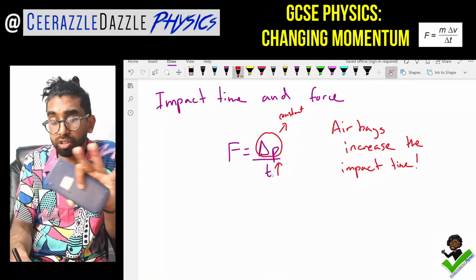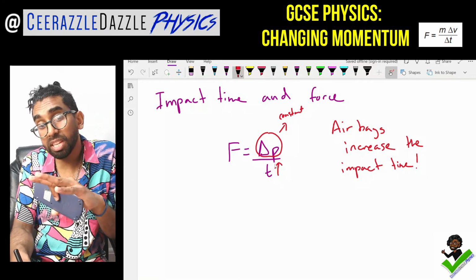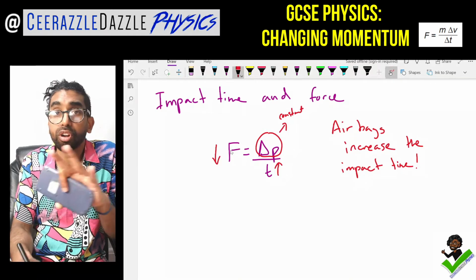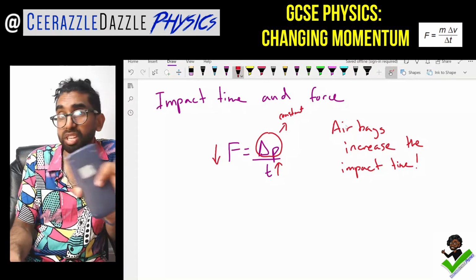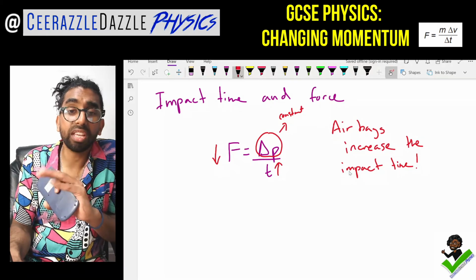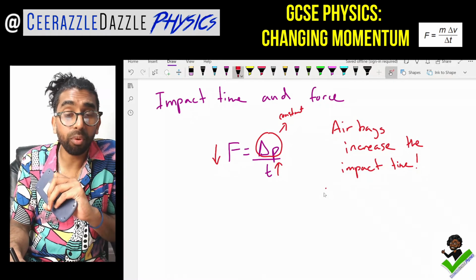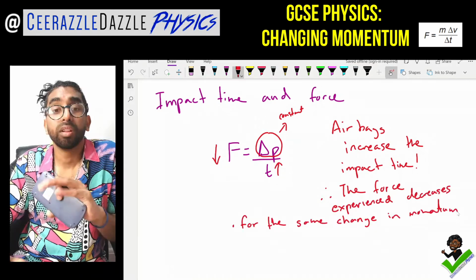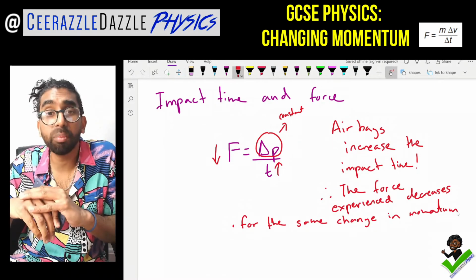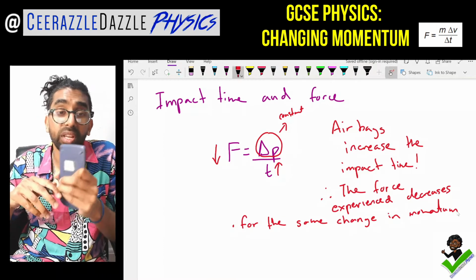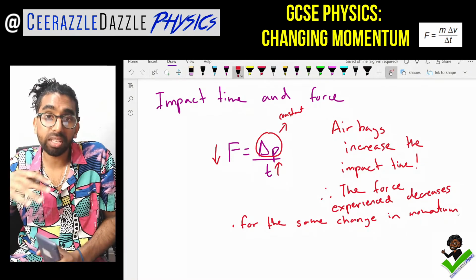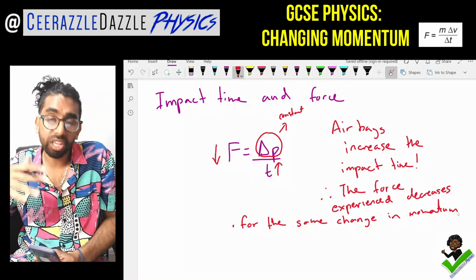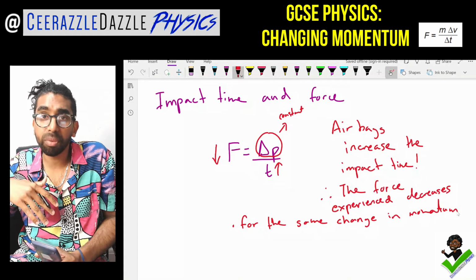Well, logically, delta P is being divided by a greater number. F will go down to compensate. So, to summarize, airbags increase the impact time, and therefore the force experienced decreases, for the same change in momentum, guys. And that also applies for a seatbelt, guys. The time of the impact is increased, therefore the force decreases for the same change in momentum.